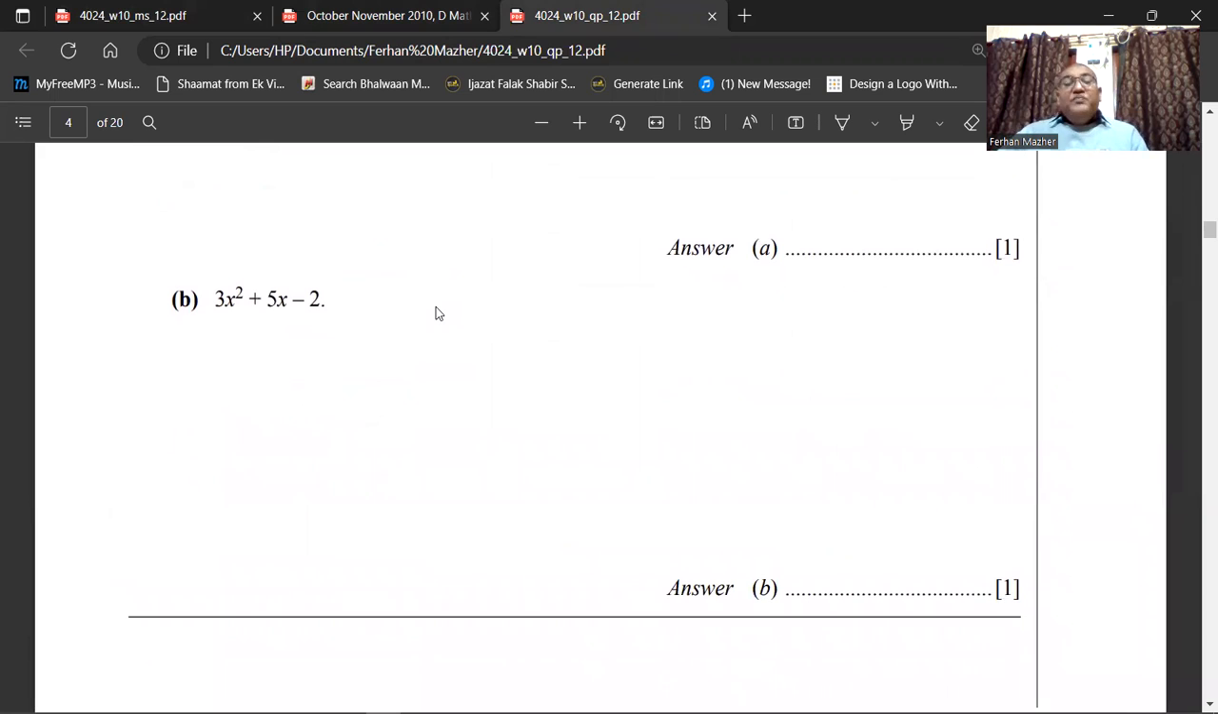Question number 6, B part. He says 3x square plus 5x minus 2. So I will multiply the extreme terms. That will give me 6. And I will write down the factors of the 6. So I will choose that pair which by subtraction will give me 5.